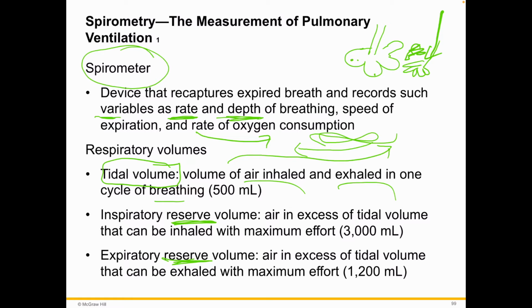And so this is the air in excess of the tidal volume. This is the air that's left over in the lungs after you've been breathing in and out, okay? And it's keeping the shape of the lungs, right? And so there's the inspiratory reserve volume. That can be inhaled with maximum effort, and then there's the expiratory, right? So that's going to be the air in excess of the tidal volume that can be exhaled with maximum effort. Okay, so that's what that means.